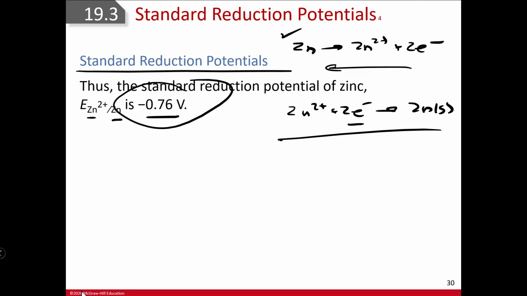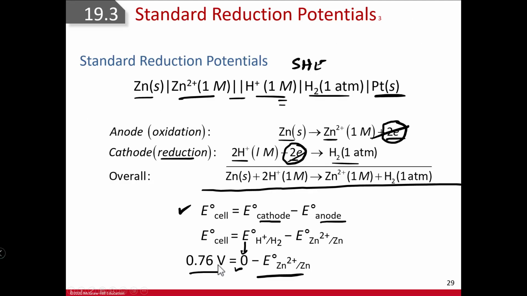Now you're going, well, that's not what happened, right? Yeah, you're right. This happened. This was a positive 0.76, and we can prove that if you go back to that last slide. It was a positive 0.76 for the cell potential. But we're trying to solve for this reduction potential, the reduction. And so that's what we're getting, negative 0.76.